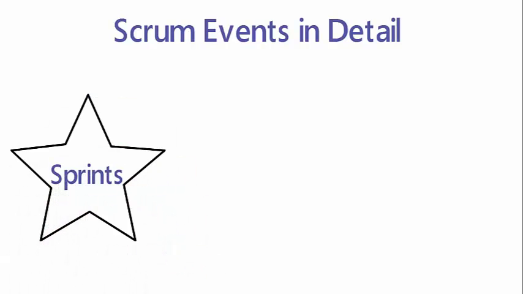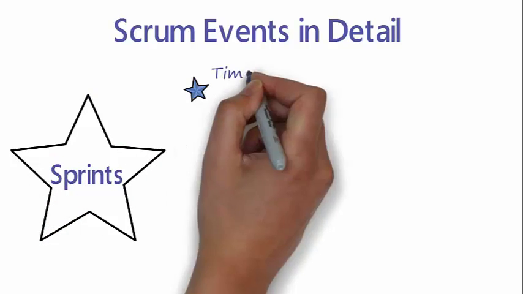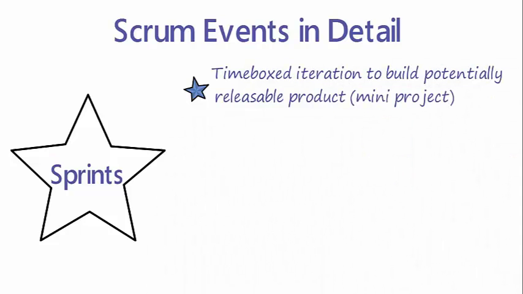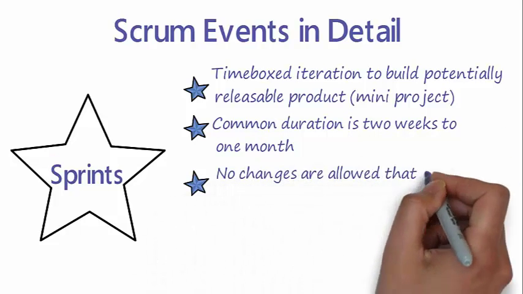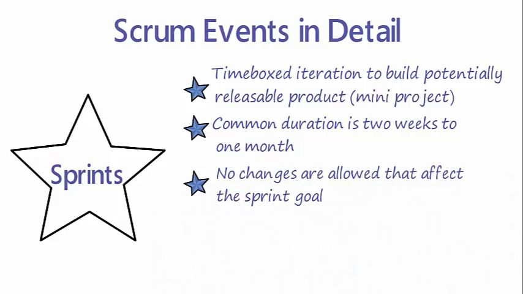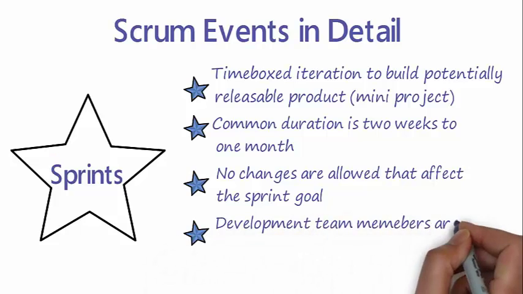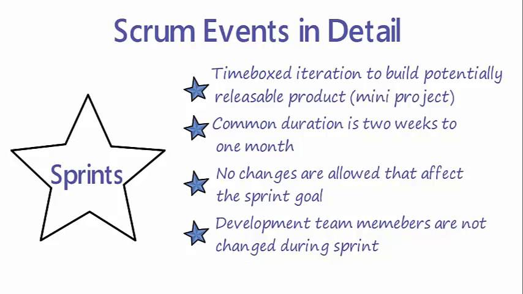Sprints. It can be treated as a mini project within a project. The duration of the sprint is fixed and the output is a releasable product. Common duration of the sprint is 2 weeks to 1 month. During the sprint, no changes are allowed which will affect the sprint goal. In extreme circumstances, the sprint may need to be cancelled and started all over again. Development team members are not changed during the sprint, as it can impact its goal.